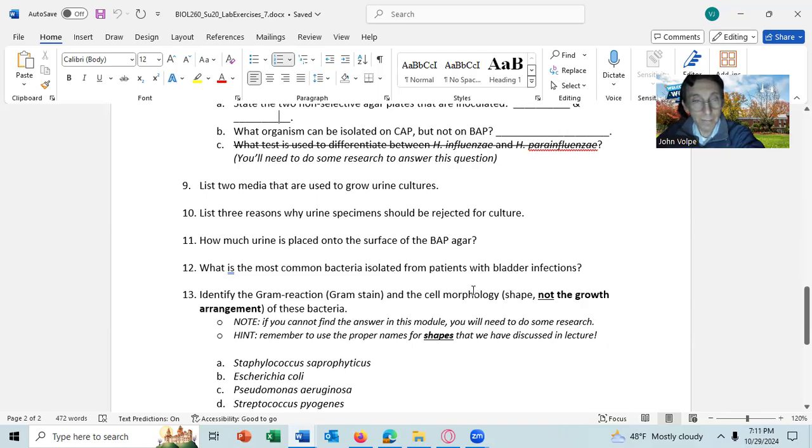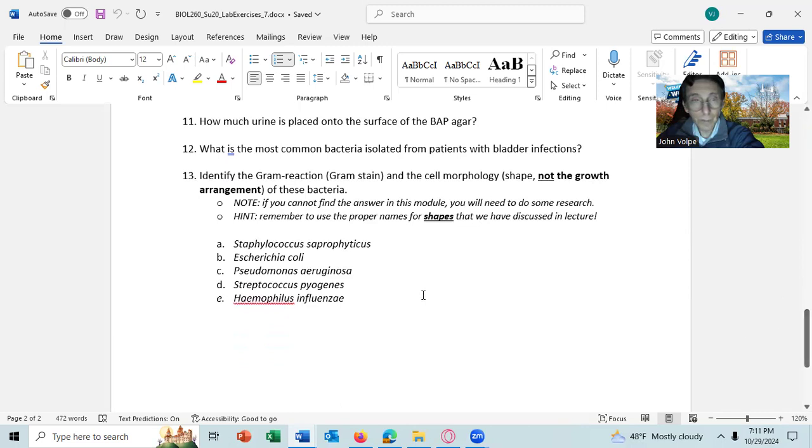13, identify the Gram reaction, what the Gram stain is, and the cellular morphology, the shape of the cell, of the following bacteria. 13A, Staphylococcus saprophyticus. 13B, E. coli. 13C, Pseudomonas aeruginosa. 13D, Streptococcus pyogenes. And 13E, Haemophilus influenzae.